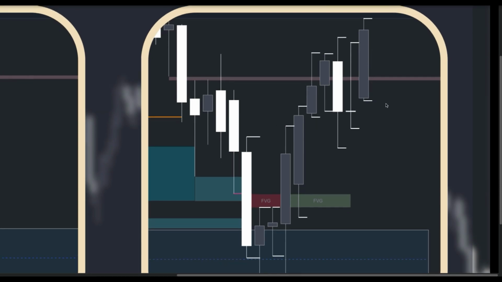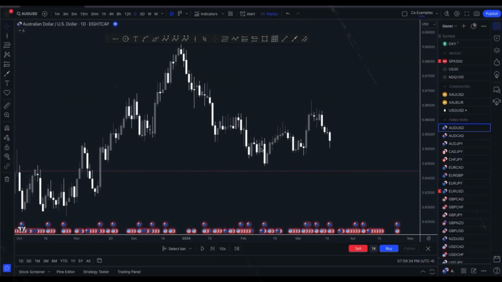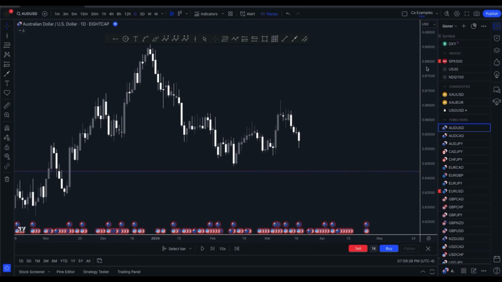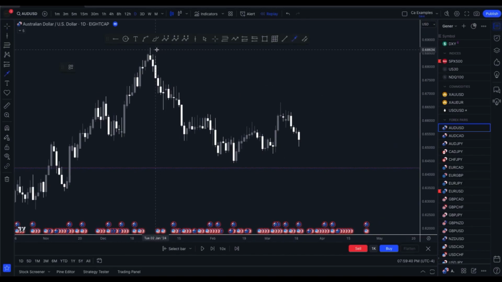Now don't worry guys, I will still show you another example on the charts. So let's hop on and let's go through it all over again. Okay, so step number 1, start mapping out structure, right? Okay, so let's map out this part right here.